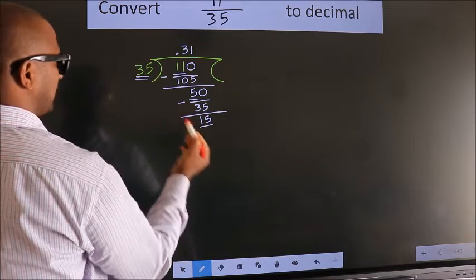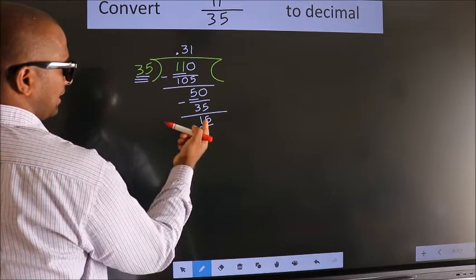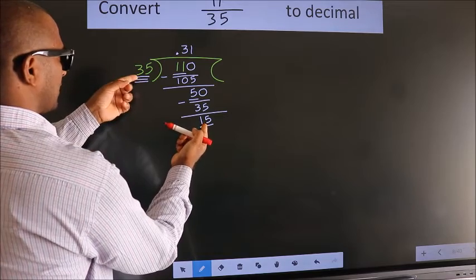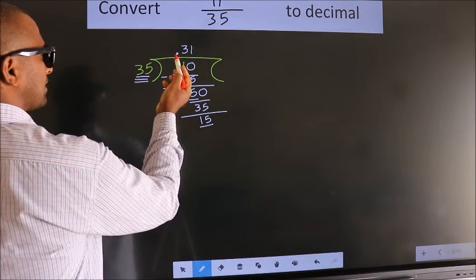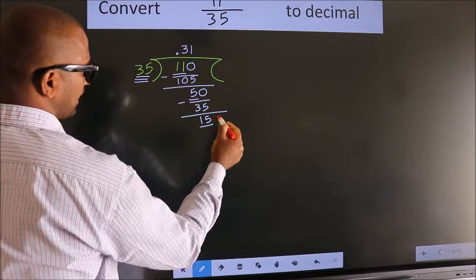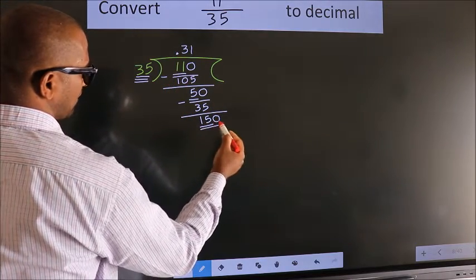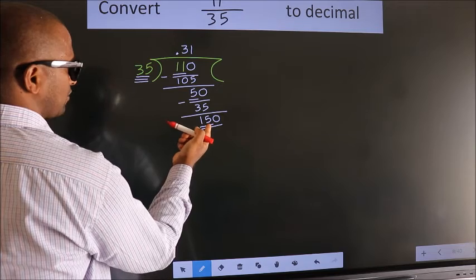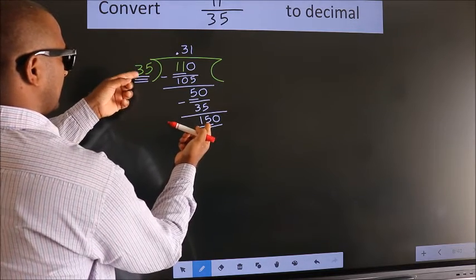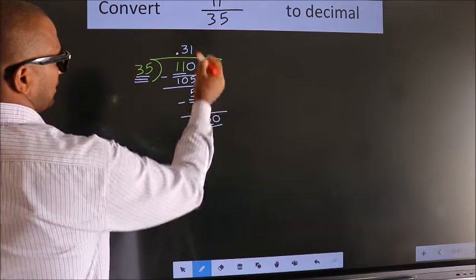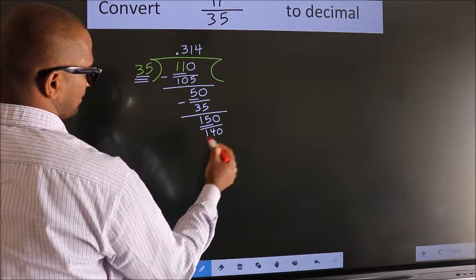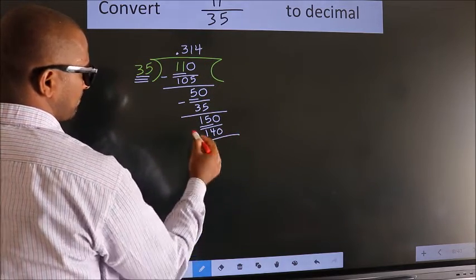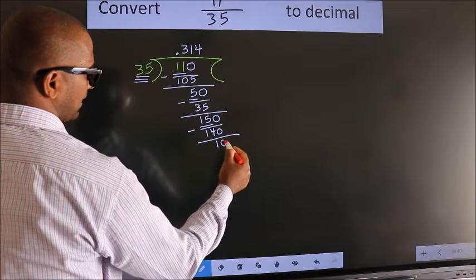Here we have 15, here 35. 15 is smaller than 35, and we already have the decimal, so we can directly take 0. So 150. A number close to 150 in the 35 table is 35 fours, 140. Now we subtract, we get 10.